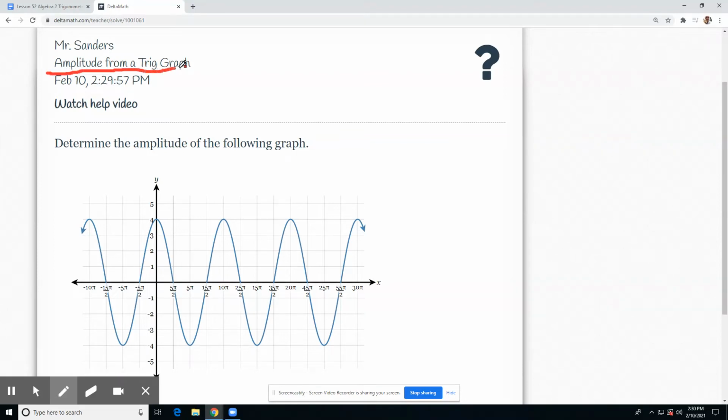The amplitude from a trigonometry graph. All right, we're asked to determine the amplitude of the following graph. Amplitude is from its midline, how high and how low does it go?